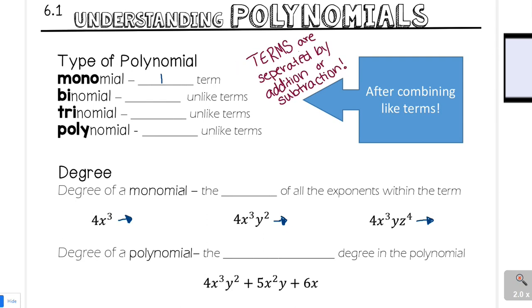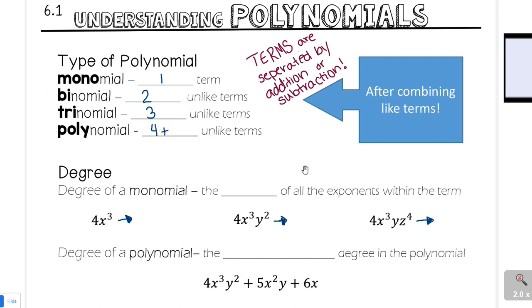A binomial, if we think of the word bi, means two. So a binomial has two terms, and those terms are separated by addition and subtraction, and we cannot combine them because they are not like terms. Trinomial, tri means three, so three unlike terms. A polynomial means four or more terms. And again, these are unlike terms.